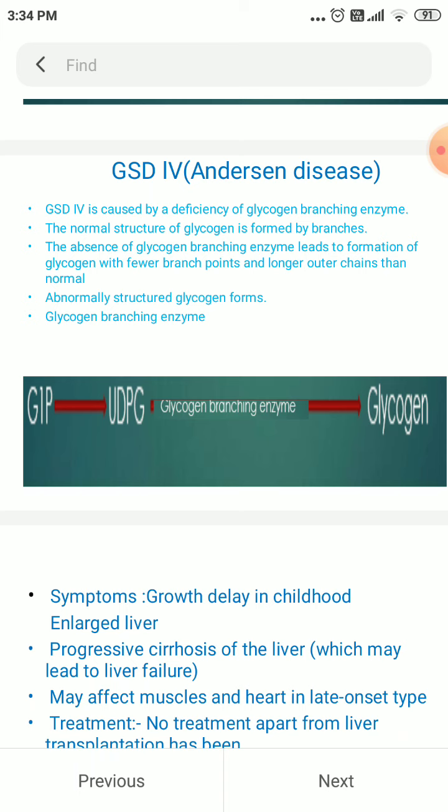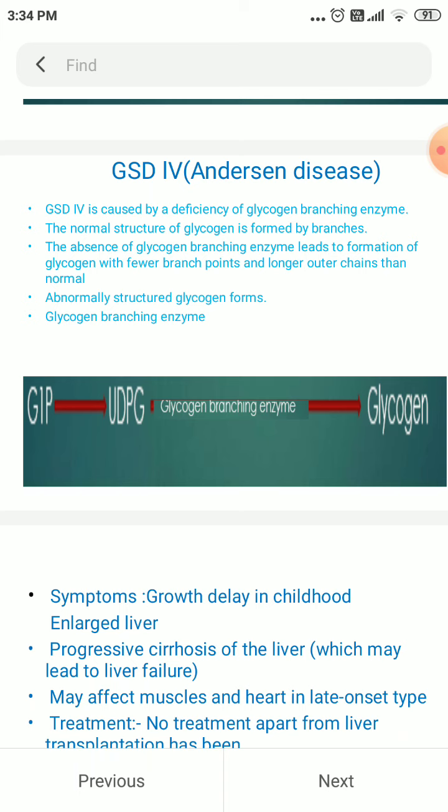So the normal structure cannot be observed because of the glycogen branching enzyme deficiency. Only the abnormal structure of glycogen is going to be formed. There will be no normal structure of glycogen as we have observed in the synthesis of glycogen, with the creation of the branch by alpha 1,6 linkage and a few residues of glucose linked with alpha 1,4 linkage.